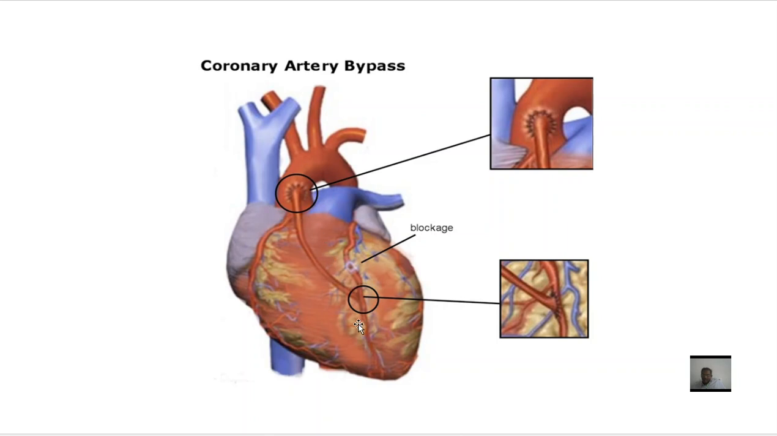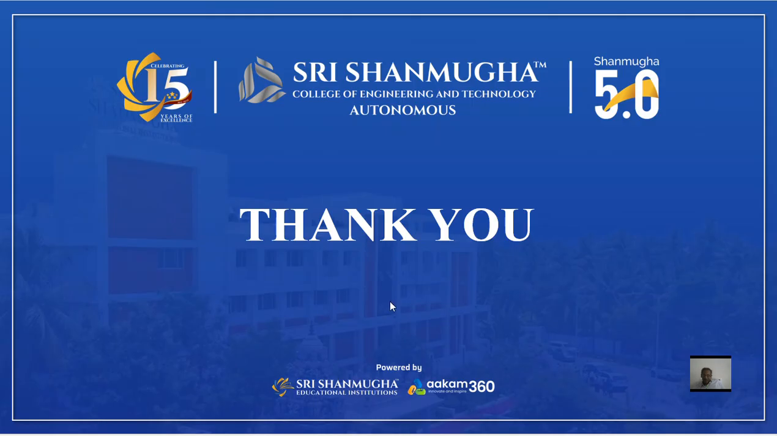In coronary artery bypass surgery, we have to do the bypass in the heart, so in such cases we need the heart-lung machine. In this video we have seen what the heart-lung machine is and what the need for it is. After that, we can go into detail about how the heart-lung machine functions and what the parts of the heart-lung machine are. Okay, thank you.